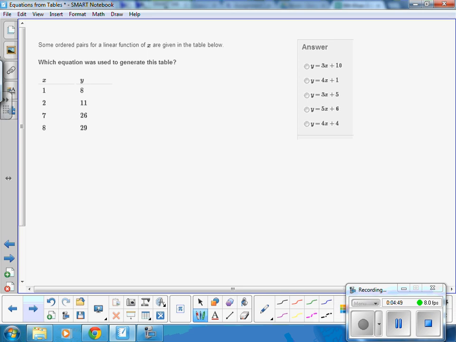Here again, same thing, okay? So you're going to see which input, remember this is our input, is going to give us the 8 output for these different equations over here. So start with the 3x plus 10, putting in the 1, 3 times 1 plus 10.